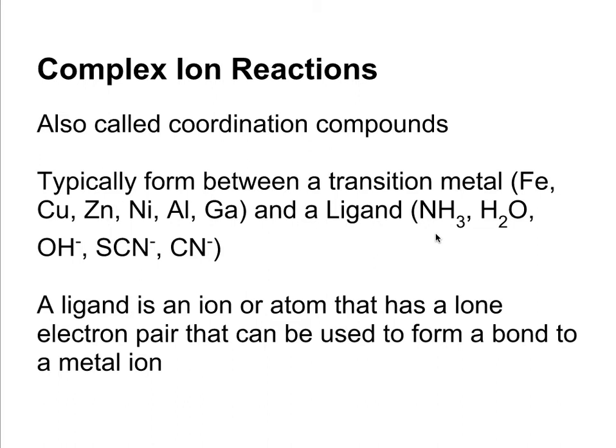A ligand is an ion or an atom that has a lone electron pair that can be used to form a bond to a metal ion. So we know we've got lone electrons on nitrogen in ammonia or on oxygen in water. Those lone electrons are going to be attracted to and form a bond to one of these transition metal ions.